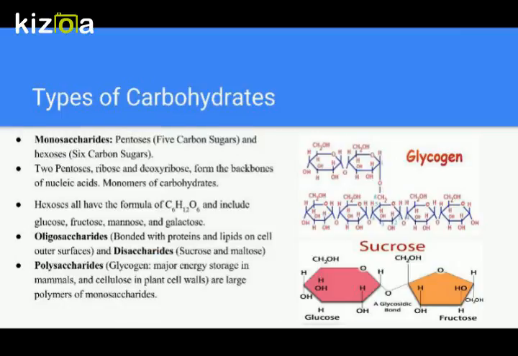Types of carbohydrates include monosaccharides, which are the monomers of carbohydrates and are pentoses and hexoses. Though they are monomers, both pentoses and hexoses are important to life. Hexoses all have the formula of C6H12O6 and include glucose, fructose, and other important molecules. Meanwhile, pentoses such as ribose and deoxyribose form the backbones of nucleic acids.